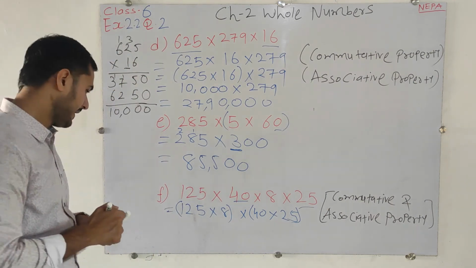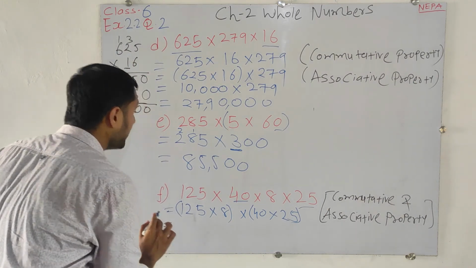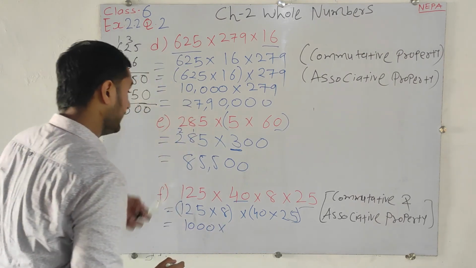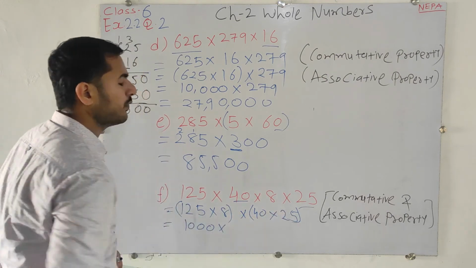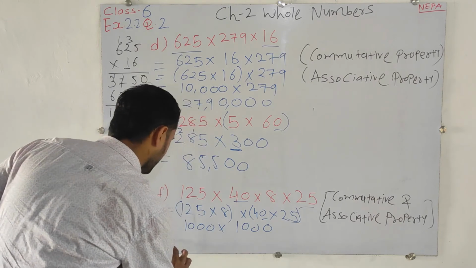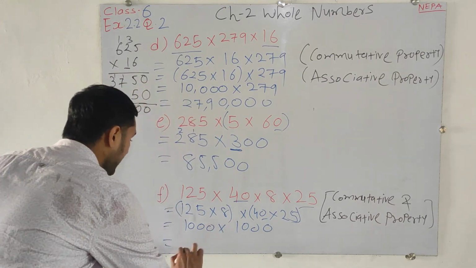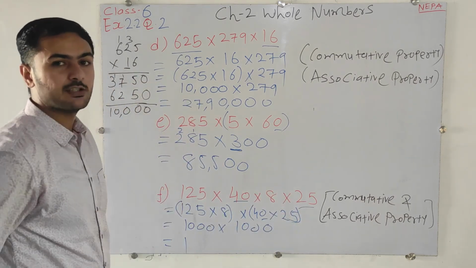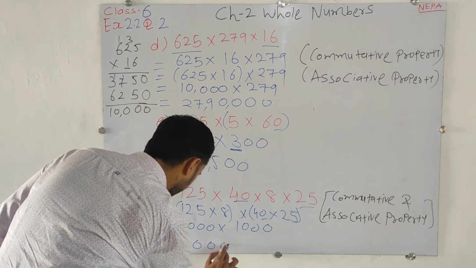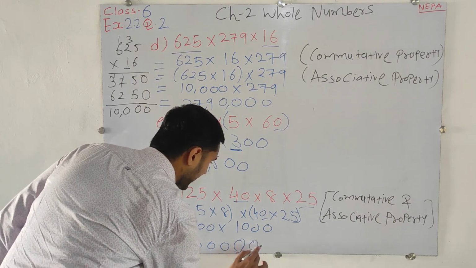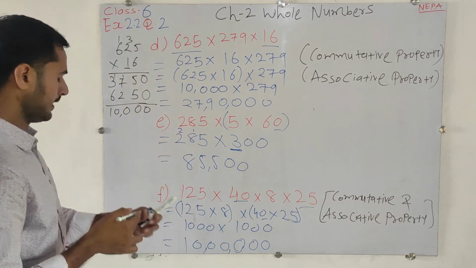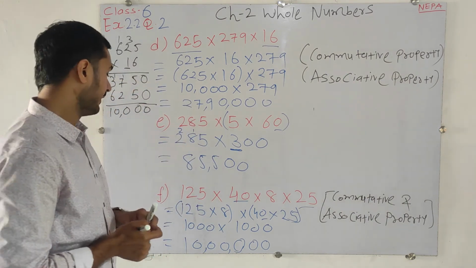Now simply do the multiplication. 125 multiplied by 8, that is 1000, multiplied by, here is the 40 and 25. 25 fours are 100 and one more zero, just put it there. 1000 times 1000, simply 1 one is 1 and just count the total zeros. How many zeros are there? 3 and 3, total 6 zeros. Put the 6 zeros, 1, 2, 3, 4, 5 and 6, plus the commas according to the Indian number system always. So the answer is 10 lakh.